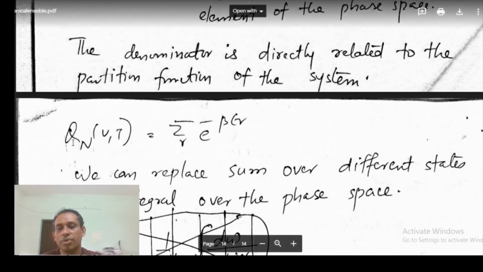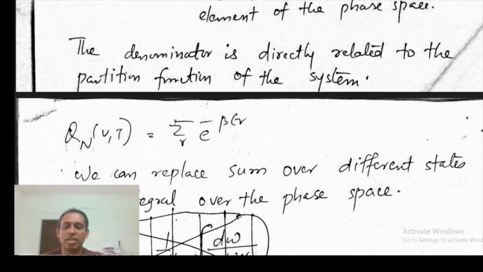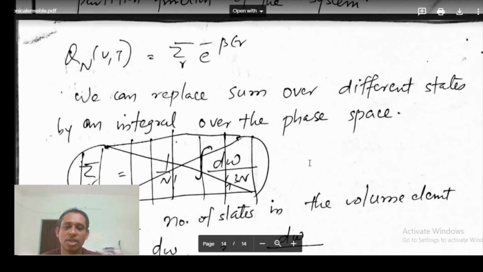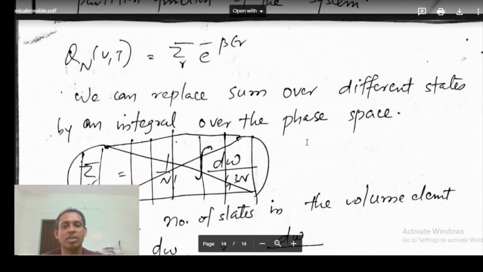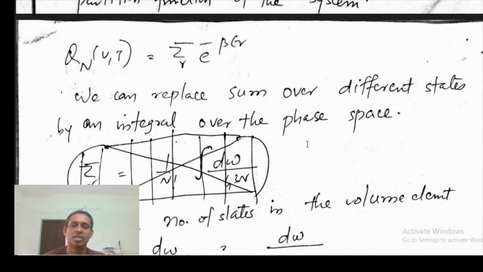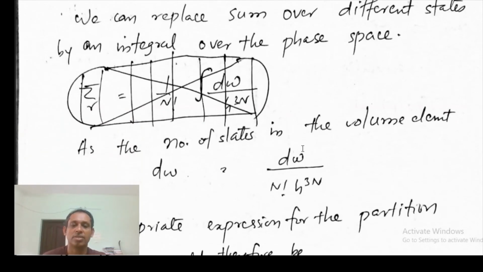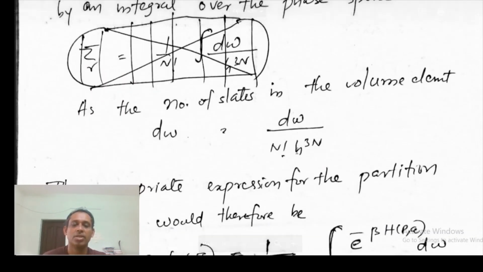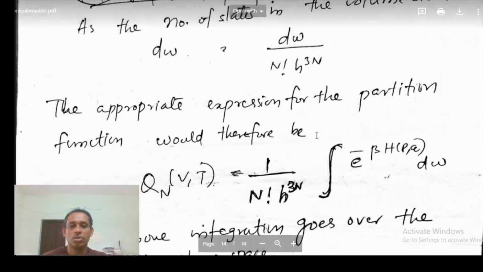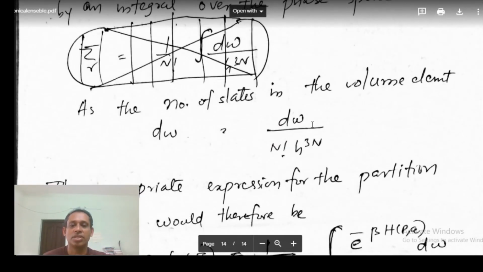And for the systems, from the earlier discussion, we know Q_N(V,T) is the sum of e to the power minus beta E over the different states. So for the classical case, we replace this sum over the different states by an integral over the phase space. The number of states in the volume element is given by d omega by N factorial h raised to 3N. So that is the appropriate expression for the partition function.